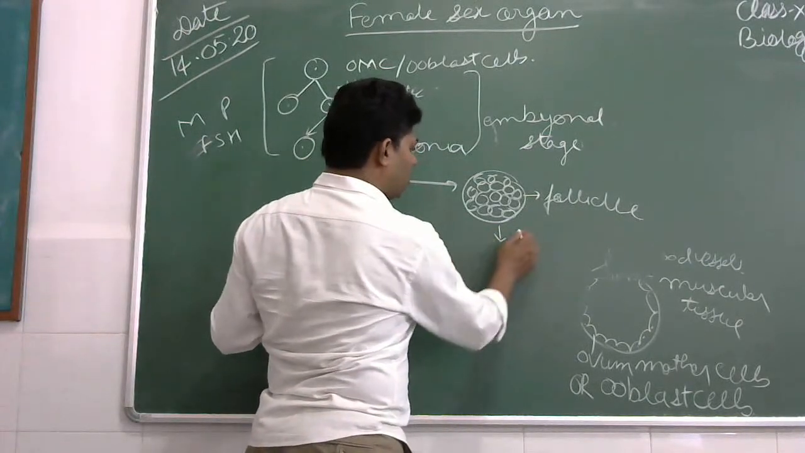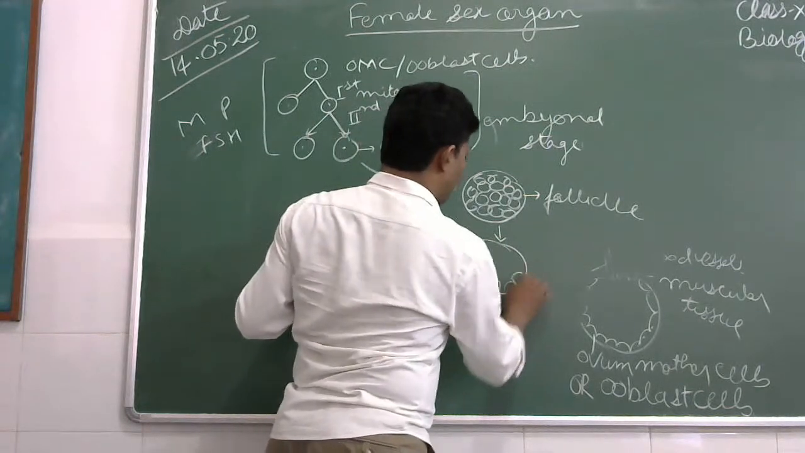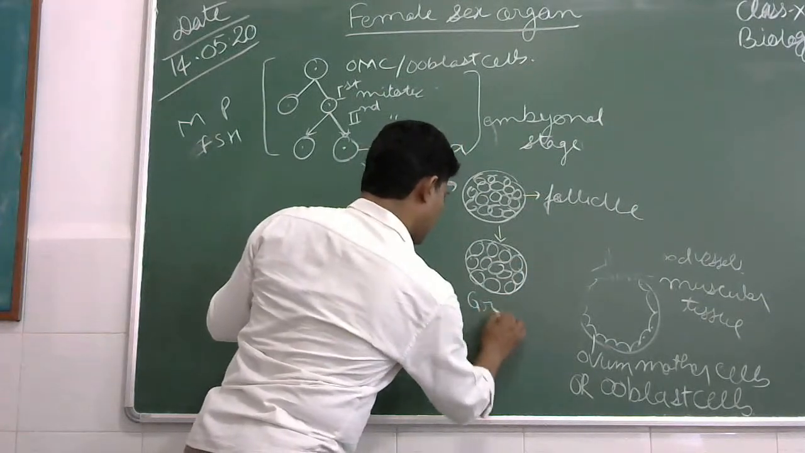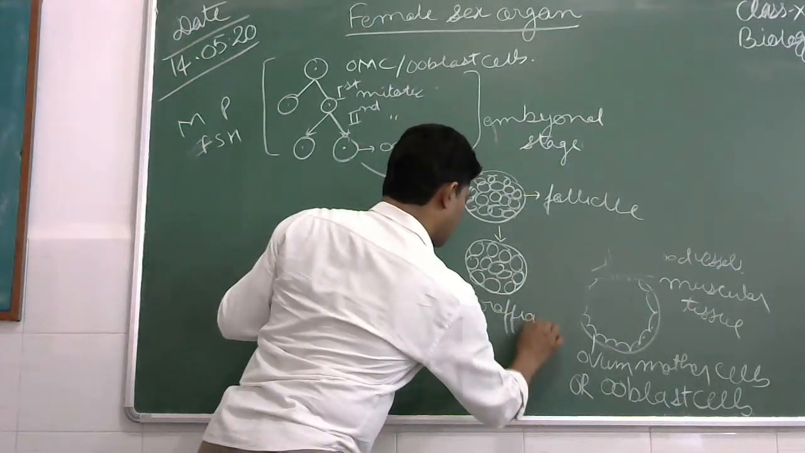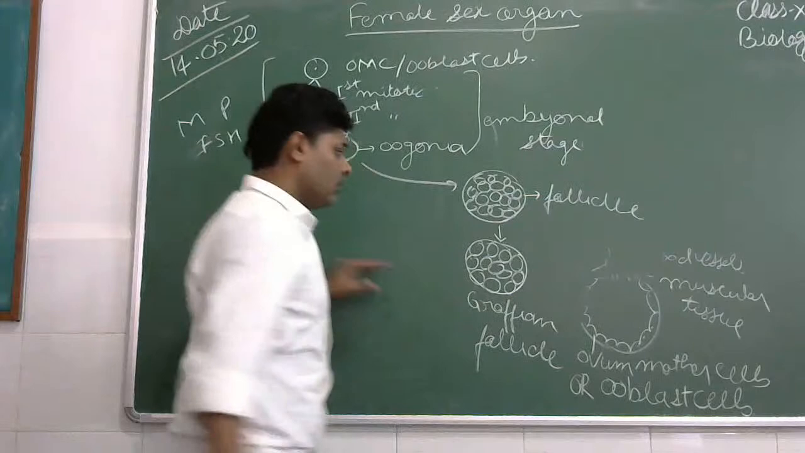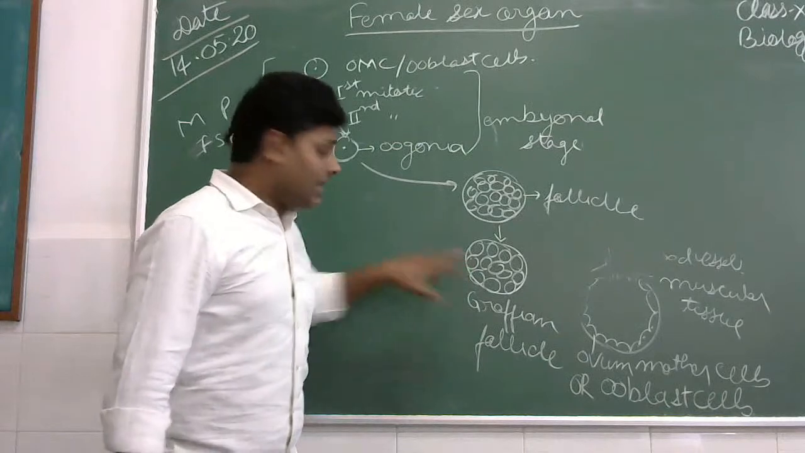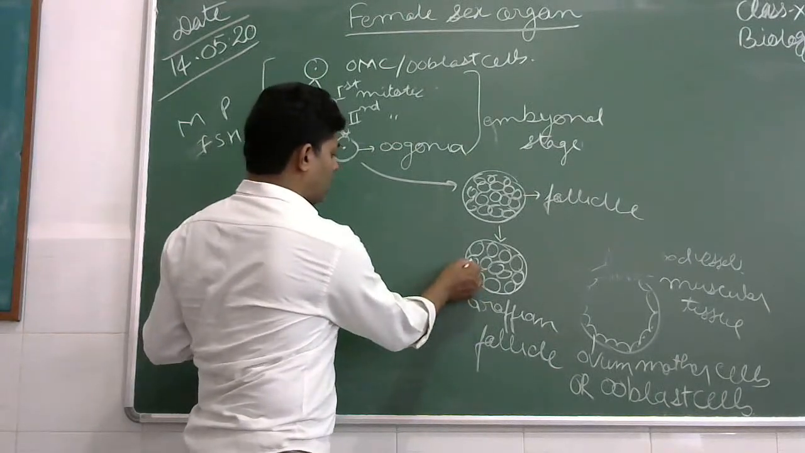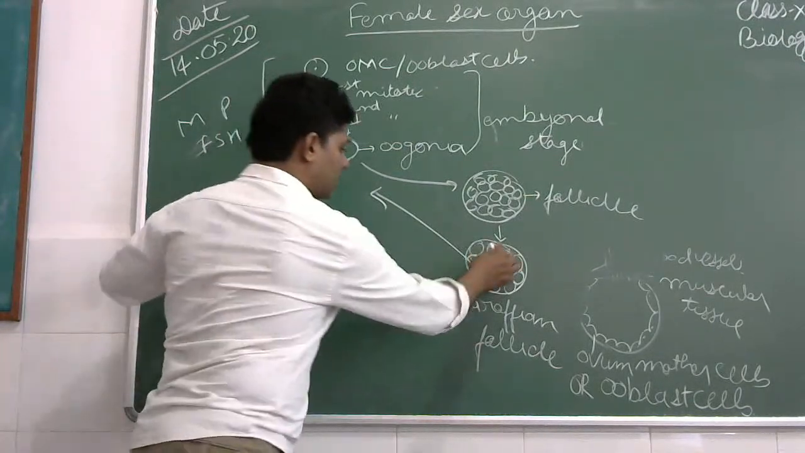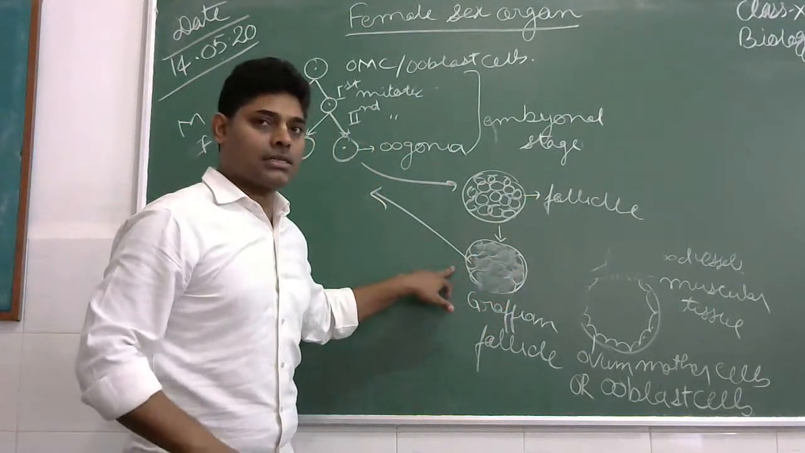The mature follicle is termed the Graafian follicle. What happens here? In these Graafian follicles, only one becomes active and the rest degenerate, and they nourish the oogonia.